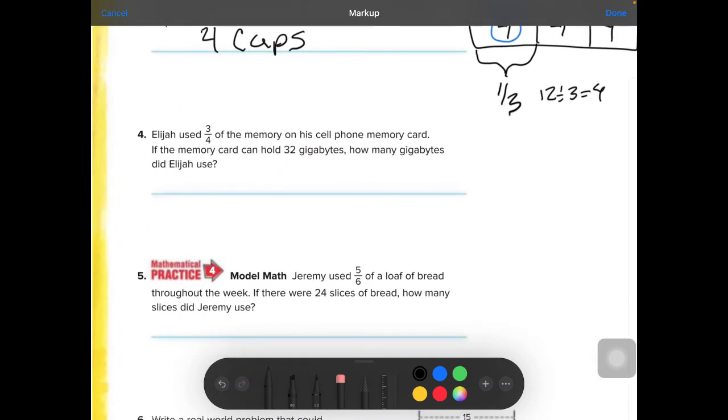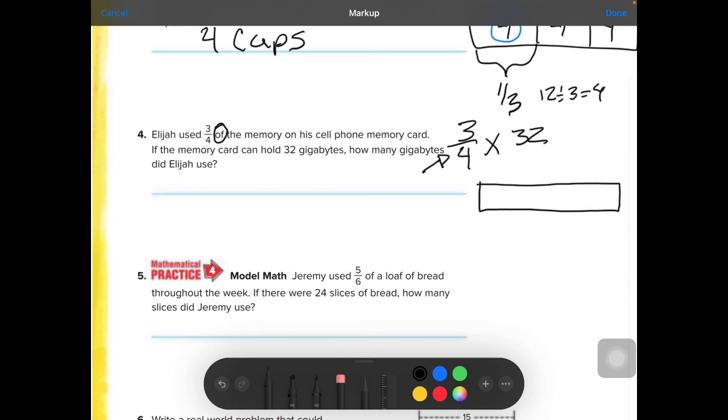And yes, you do need to draw the diagram. Elijah used 3/4 of, that's telling us it's multiplication, of memory on his cell phone memory card. If the memory card can hold 32 gigabytes, how many gigabytes did he use? So he had used 3/4 of 32. Here's our denominator, so that's how many cubes our diagram holds. And 32 divided by 4 equals 8.